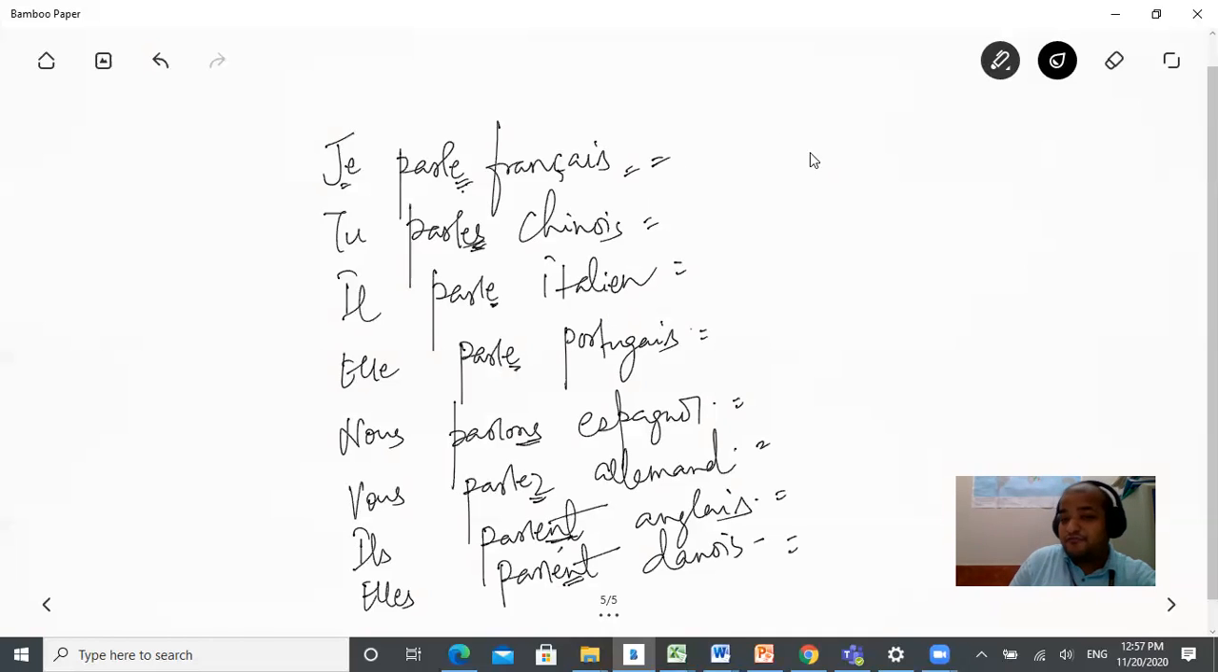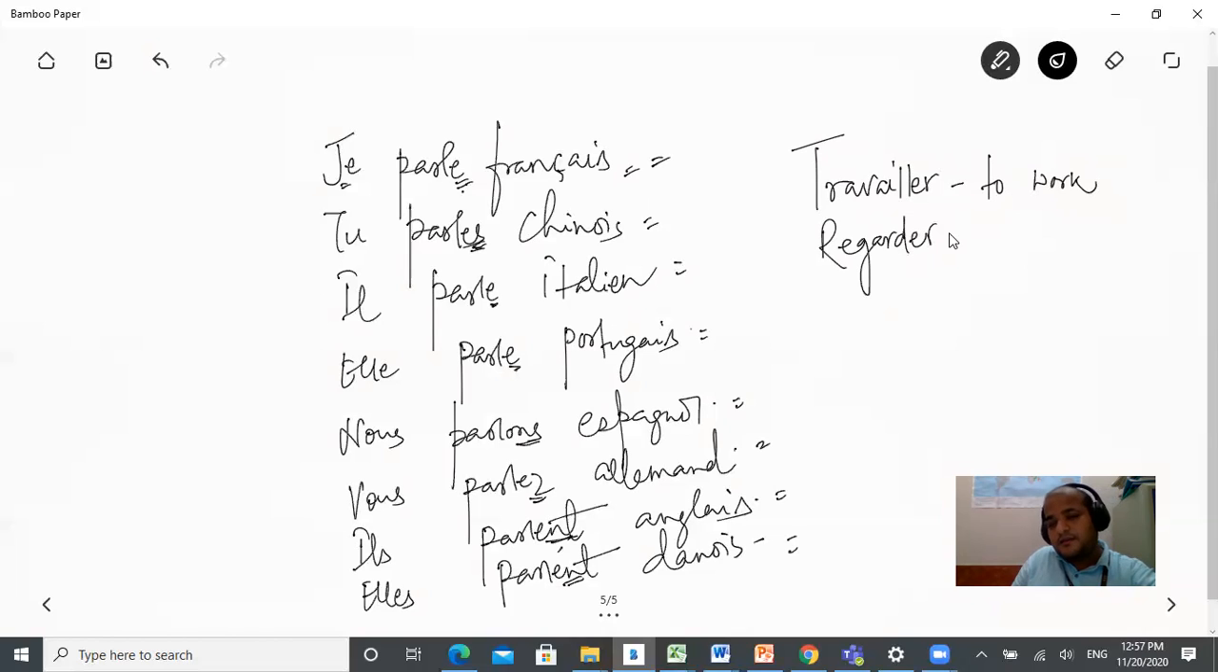So I will give you one homework. Try to conjugate these verbs. The verb is travailler, which means to work. Regarder is to watch. The verb écouter is to listen.